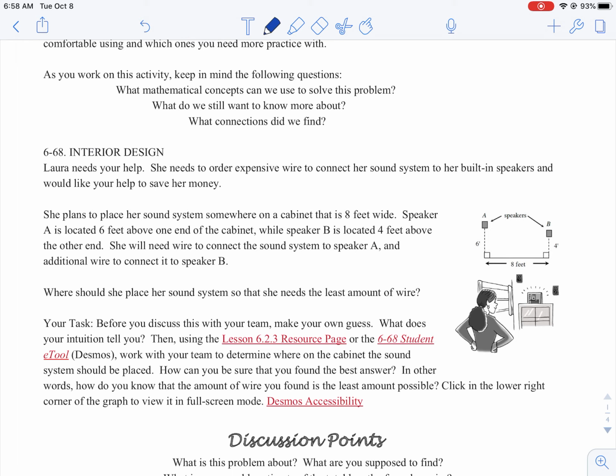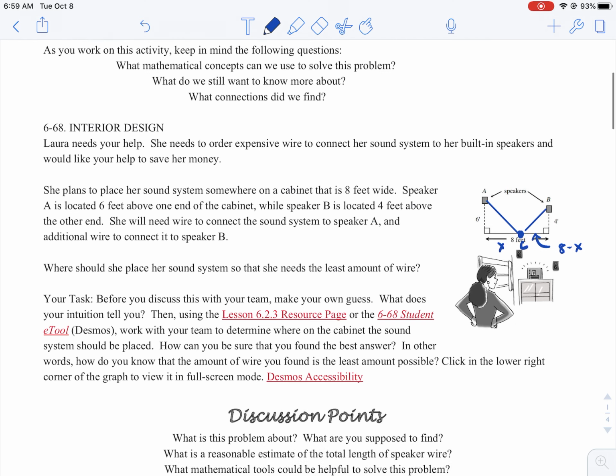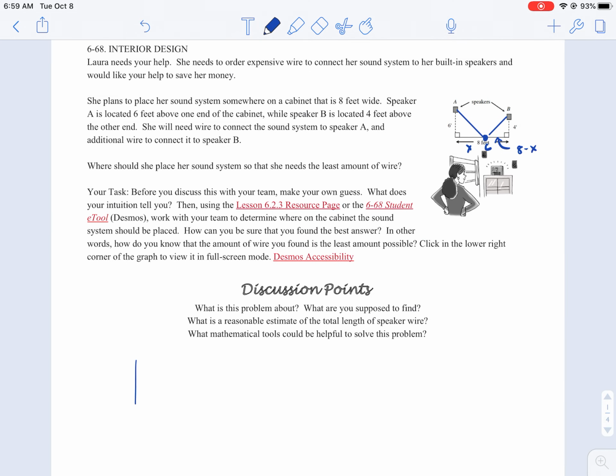So essentially, she wants to put this value, sound system C, such that this and this is minimized. So I'll call this X, and then this is 8 minus X. And I'll redraw this picture for us down here. This is 6, this is 4. This is X, and this is 8 minus X.